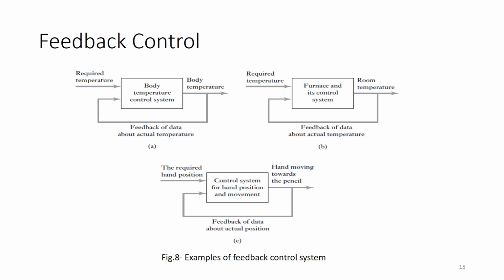Okay. So third example feedback system का है control system for hand position and movement. Okay. So this is another example. Once the hand has moved to the position where there is required, some input is required. Once it has reached that position, it will give a positive signal, or otherwise it will give a negative signal.